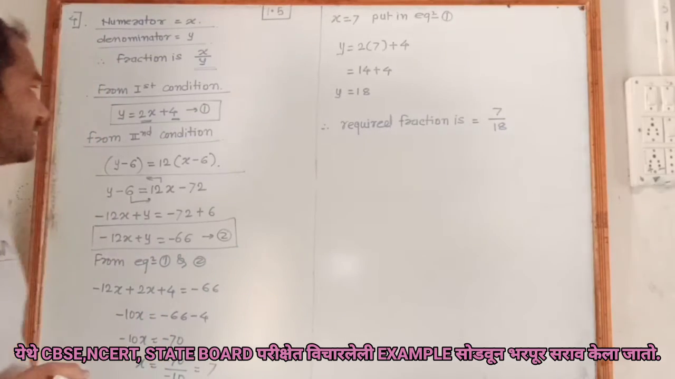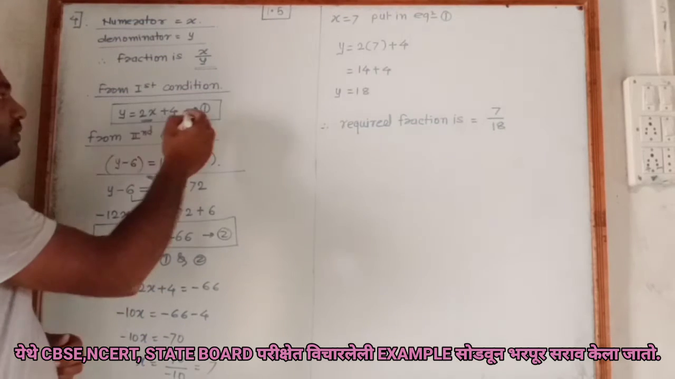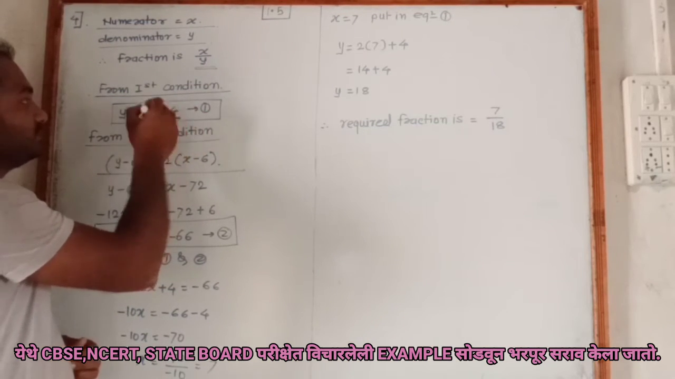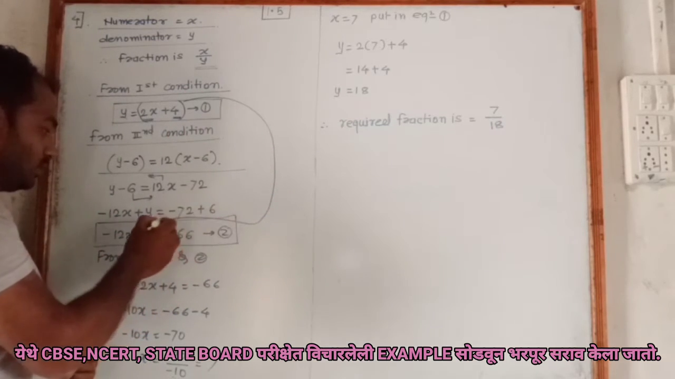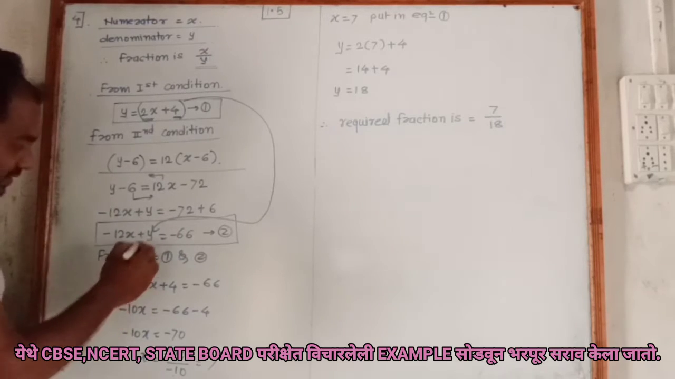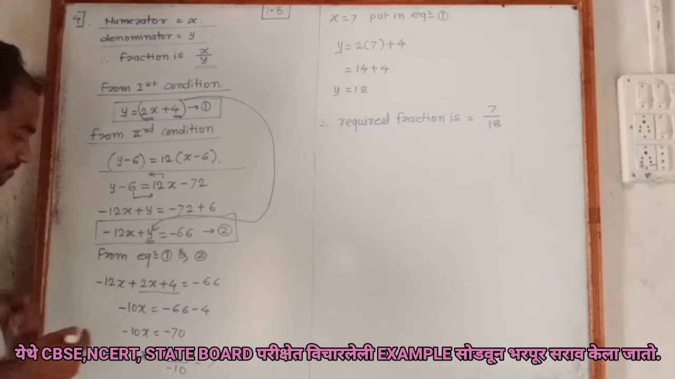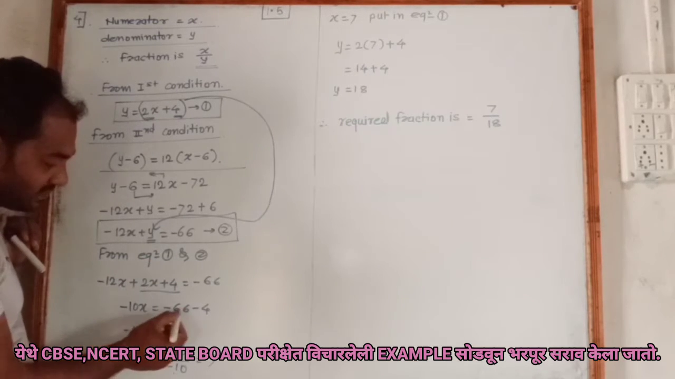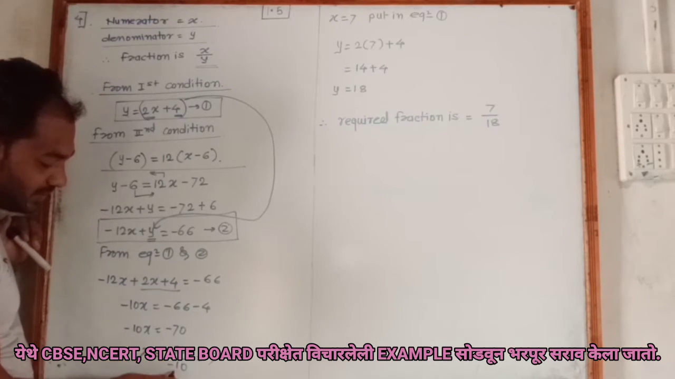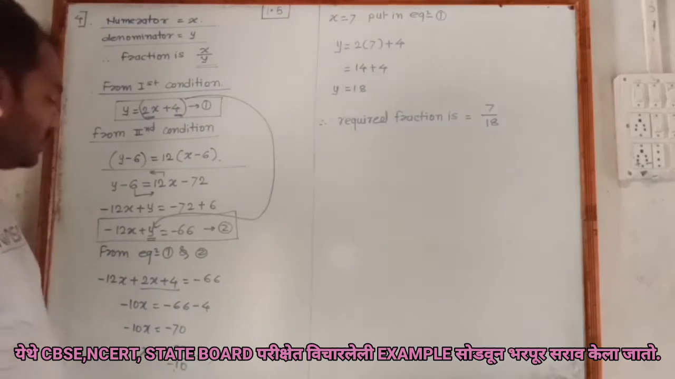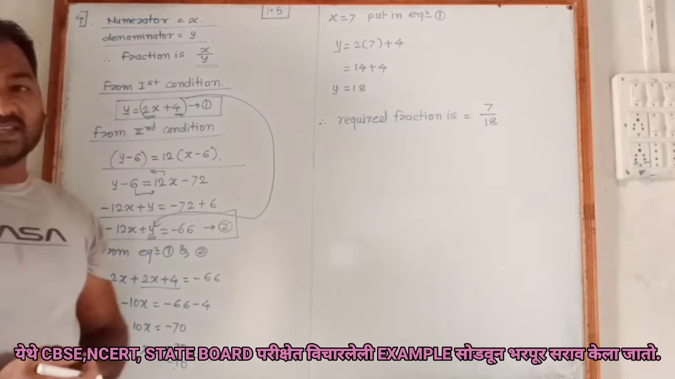According to simultaneous equations, by using the substitution method, we put the value of y from equation 1 into equation number 2 here. In place of y, we put 2x plus 4 and then we solve this. So minus 10x, minus 66, minus 4, minus 70. So x is equal to minus 70 upon minus 10, which is equal to 7. So x is equal to 7, that means the numerator is 7.